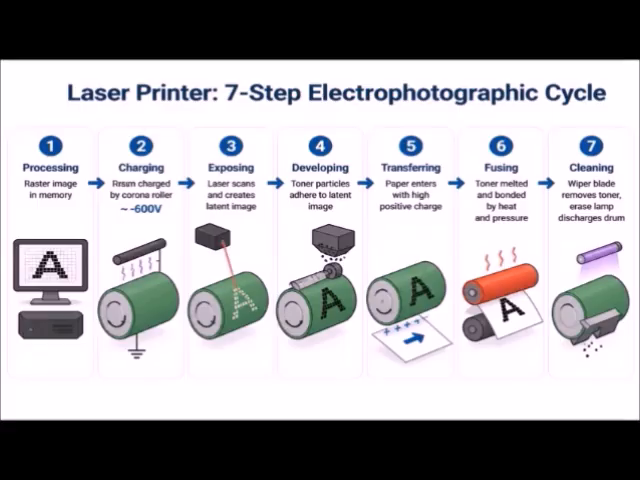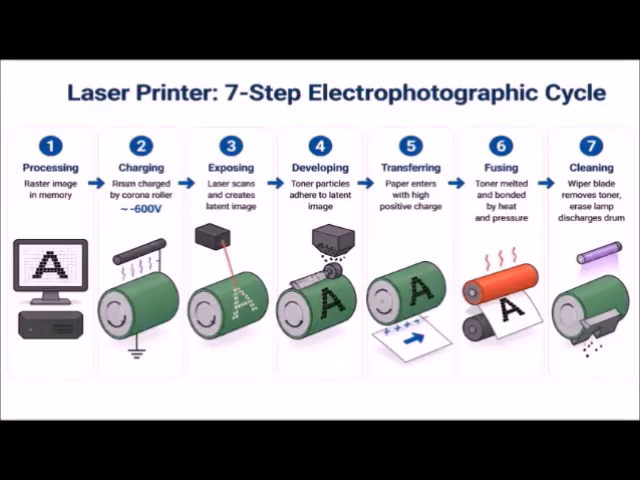4. Developing. Roller assemblies coat the drum with negatively charged toner particles, which adhere to the less negative, laser-exposed areas of the drum. 5. Transferring. A high positive charge is applied to the paper as it enters the assembly, drawing the negatively charged toner particles away from the drum and onto the page.